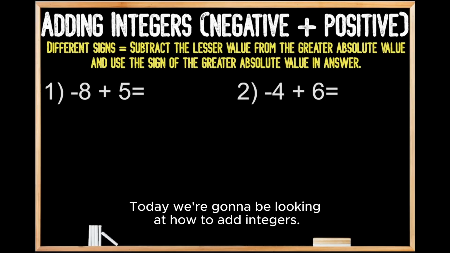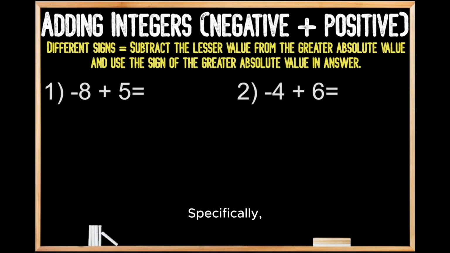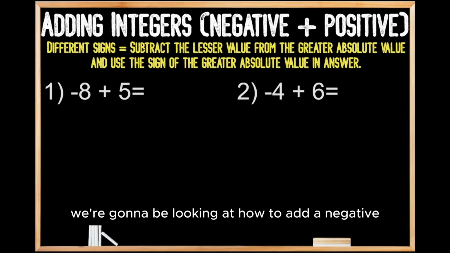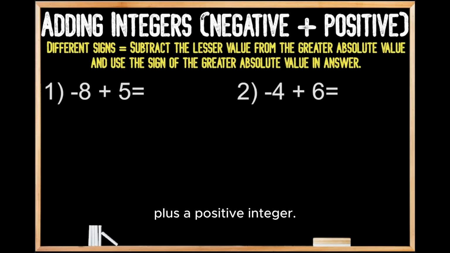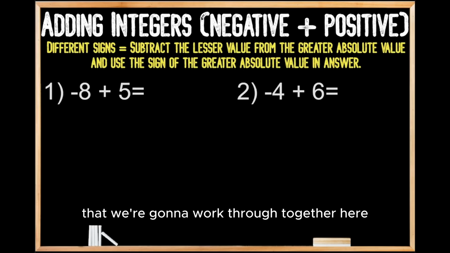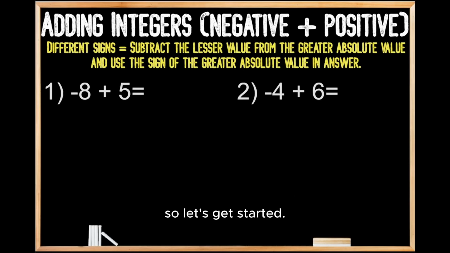Today we're going to be looking at how to add integers. Specifically, we're going to be looking at how to add a negative plus a positive integer. We have a couple of examples that we're going to work through together here, so let's get started.